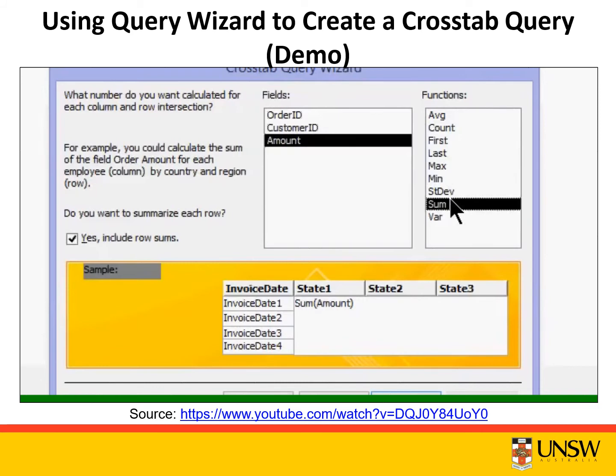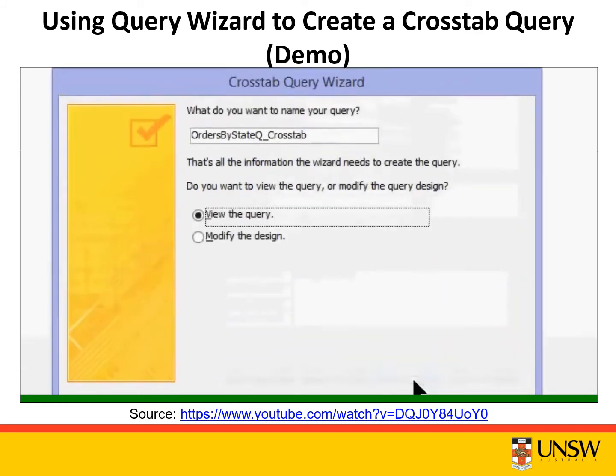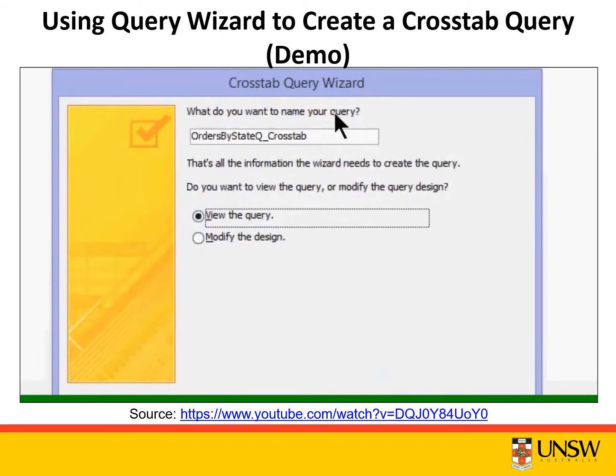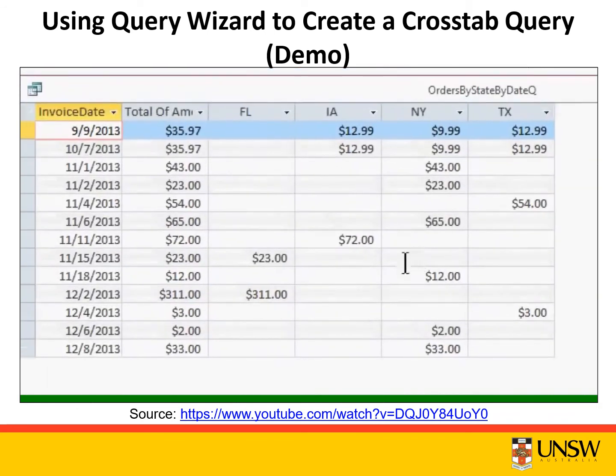We want to sum up the sales by state, by date. And if you want to include row sums, which is a calculation of the total for the entire row, you can leave that box on there. Click Next. What name do you want for your query? Orders by state Q crosstab is the default. I'm going to say orders by state by date Q, and then hit Finish. And Access does its magic and builds for you a crosstab query.